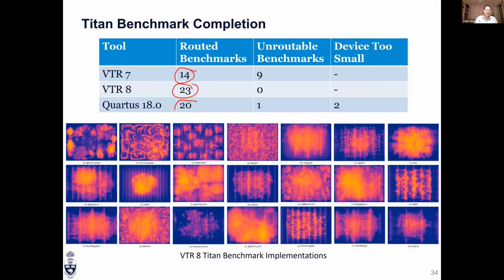Quartus 18 could actually route most of them. It had one of them that was unroutable and had two where the device just isn't big enough, where Quartus has no hope. And the pictures here are just showing what the congestion looks like for these different designs. And there's significantly less congestion in VTR8 than VTR7.